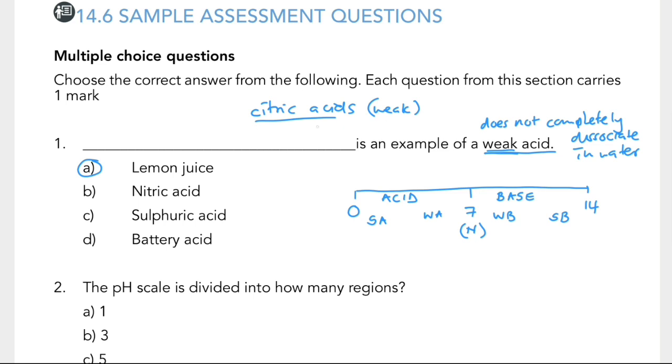We also have other acids that are weak, for example orange juice. Again, orange is a citrus fruit. It contains citric acids as well. Then for our answers B, C, and D, we have nitric acid, sulfuric acid, as well as battery acid. All those ones are strong acids. So our answer for number 1 was going to be A. We have to keep in mind our pH scale so that we can understand the ones that are called strong acids, weak acids, as well as weak bases and strong bases.